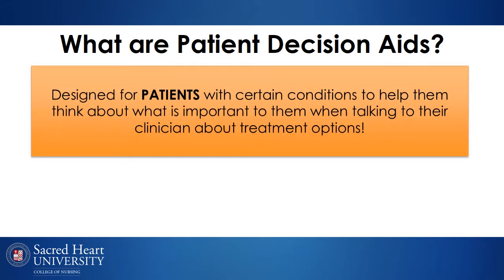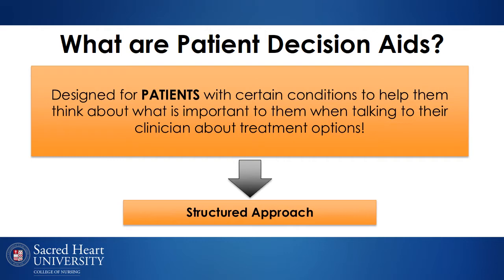Patient decision aids are designed for patients with certain conditions to help them think about what's important to them when talking to their clinician about treatment options. It's important to understand when you are developing your organization's decision aids that these are for patients, so using plain language and easy to read materials is a must. Decision aids can provide a structured approach to informing patients about options and prompting them to document and communicate their preferences.